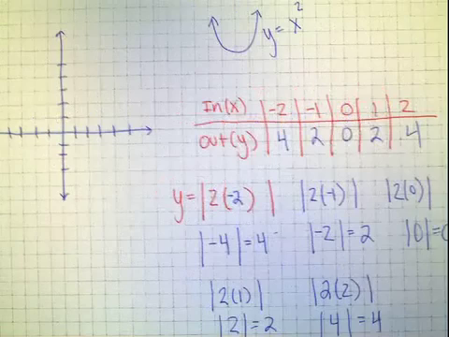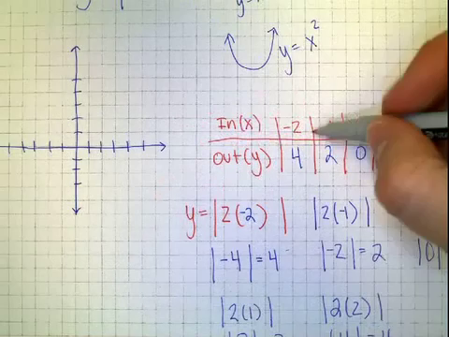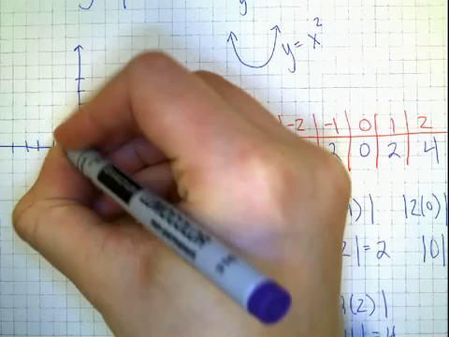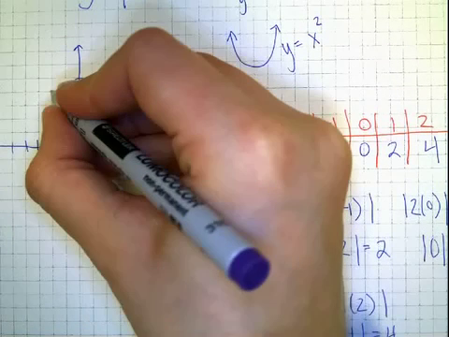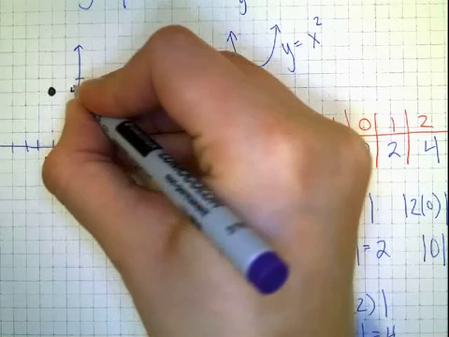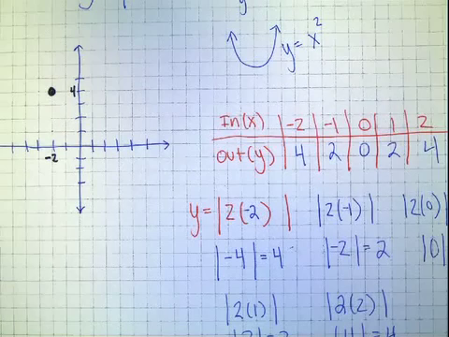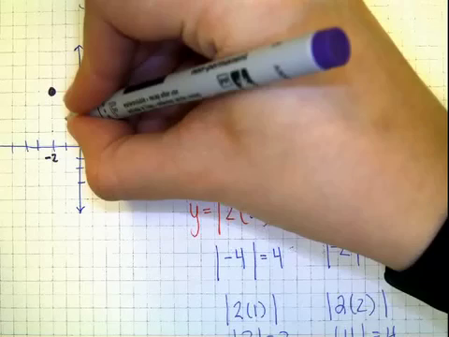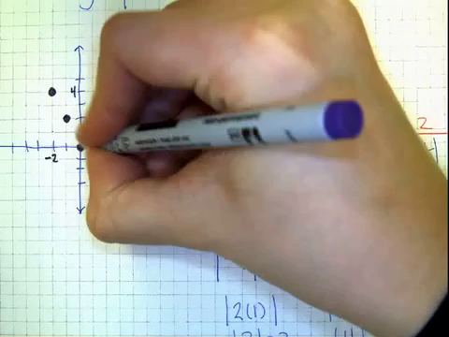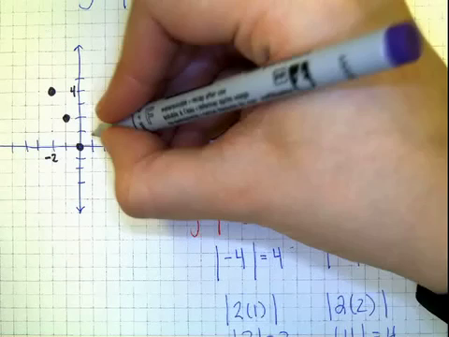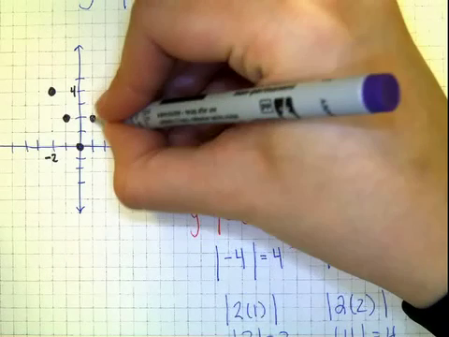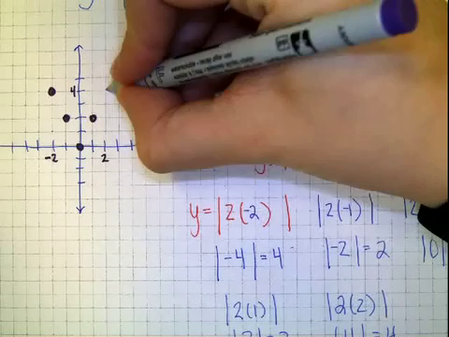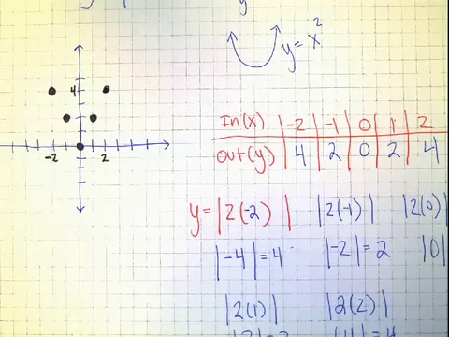So the first point in my table is negative 2, 4. So I'm going to go over here to negative 2, and I'm going to count up to 4: 1, 2, 3, 4, and put a dot. That's right at 4. And then I'm going to go do these next numbers. Negative 1, 2 is negative 1, up 2. 0, 0 is at the origin. 1, 2 is right here. And 2, 4, go over 2, up 4. There it is.